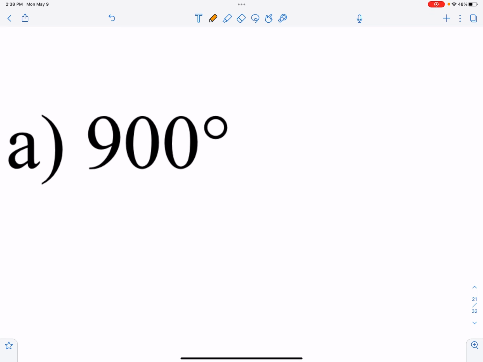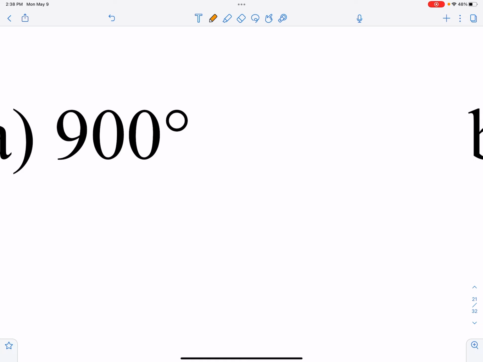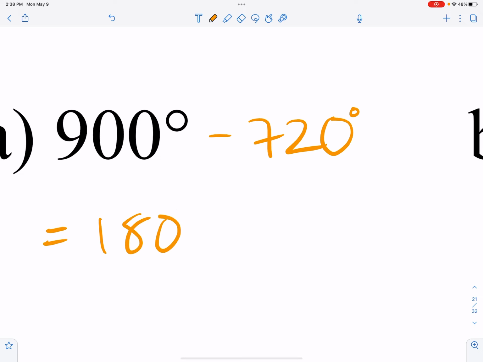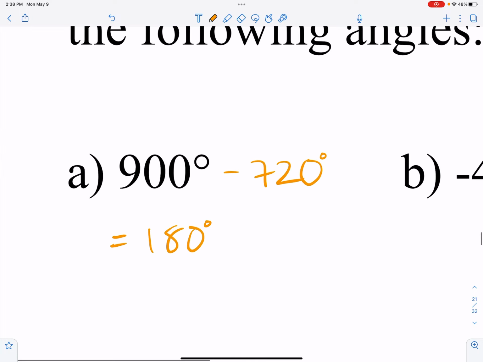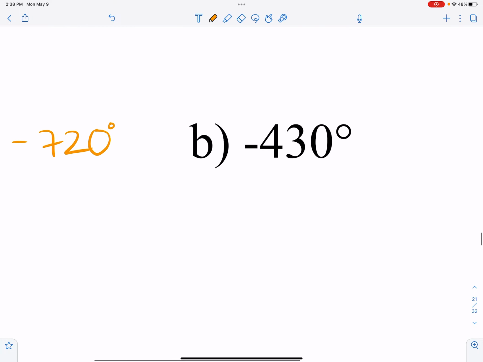So for 900 degrees, if we were to subtract 360 degrees, we would still be more than 1 rotation. So let's think about subtracting 2 rotations, or subtracting 720 degrees. That puts us at 180 degrees. So 900 degrees and 180 degrees are coterminal angles.